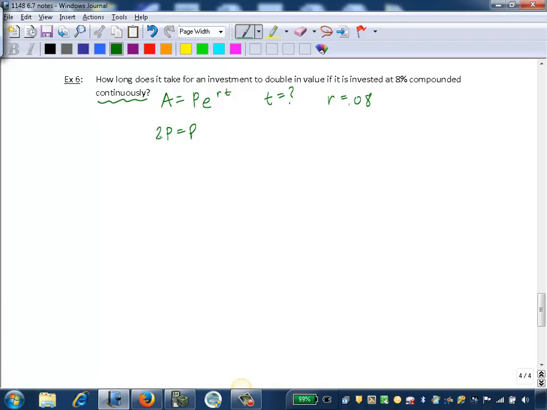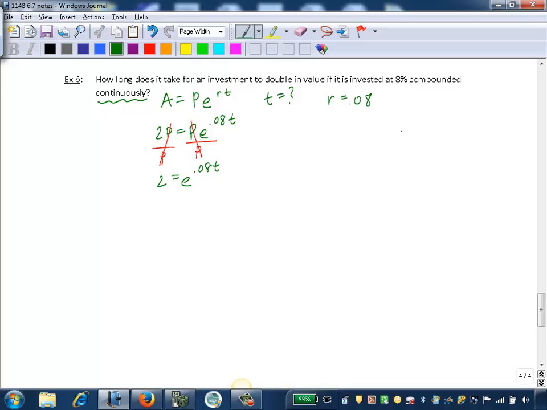So I could substitute in 2P for that A, and then I'd have P times e to the RT, or e to the 0.08T. So again, you can use a generic principal P, and then if it's doubled, it's 2P. But then we see that we can divide out those common P's. So we'll just have 2 equals e to the 0.08T.